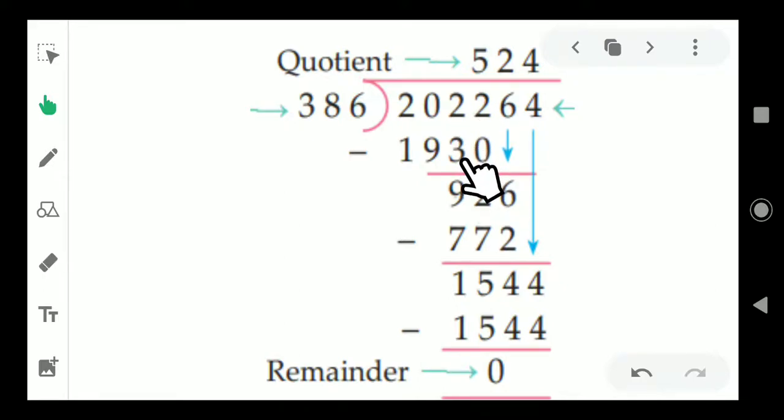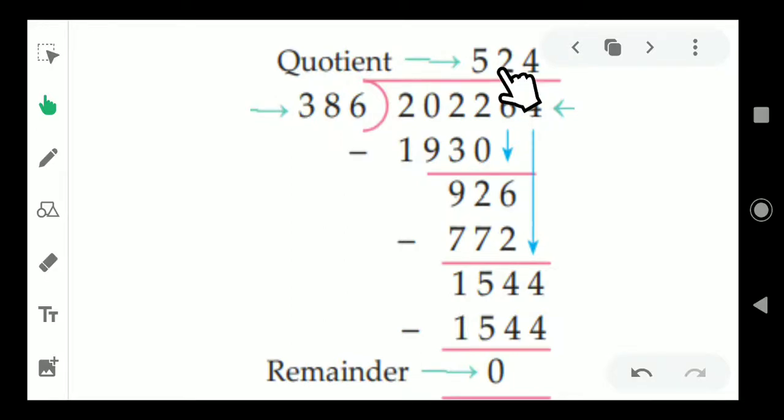2 minus 3, not possible. So borrow. Here 10. Again from 10, take 1. 12 minus 3 is 9. Here we will get 9 minus 9, 0. 1 minus 1, 0. In 92, there is no 386. So take the next digit down. 926. In 926, how many 386s are there?